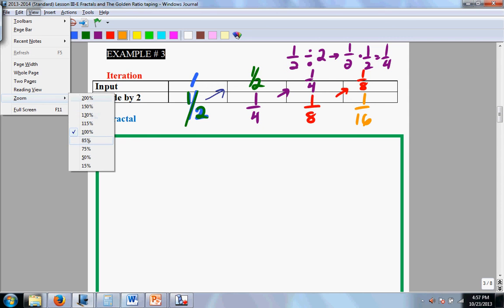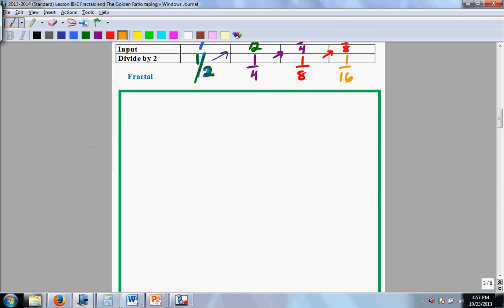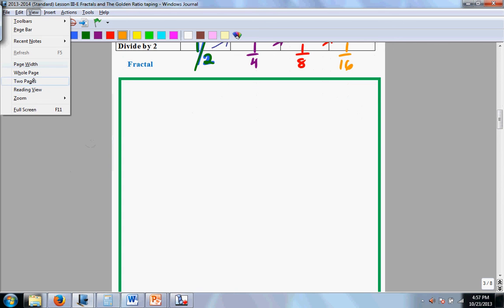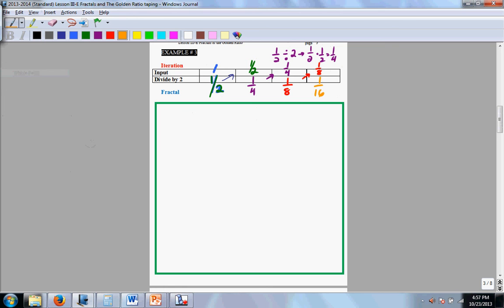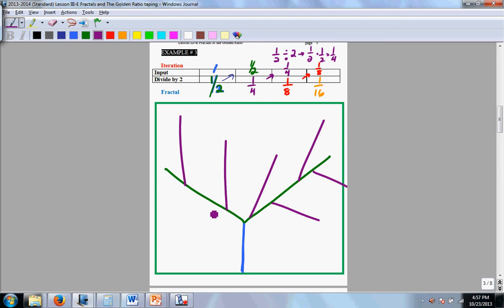Now let's make a visual of that fractal. We start with 1. So let's make 1. Now we want to divide by 2, so we're going to take that and divide it by 2. And those halves, I'm going to divide by 4. 1, 2, 3, 4. And then each of those fourths, I'm going to divide by 8. 1, 2, 3, 4, 5, 6.